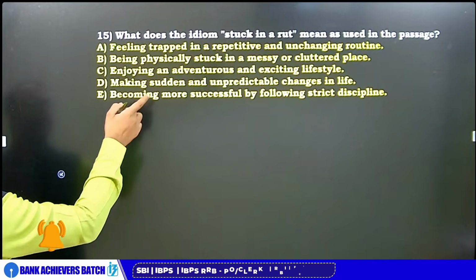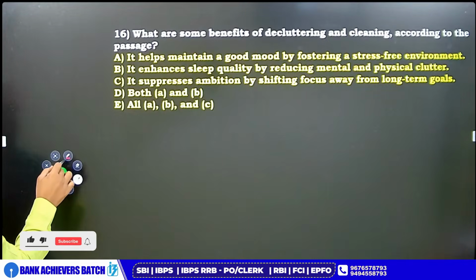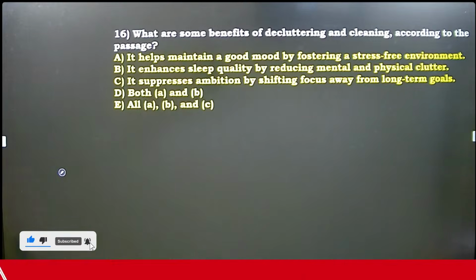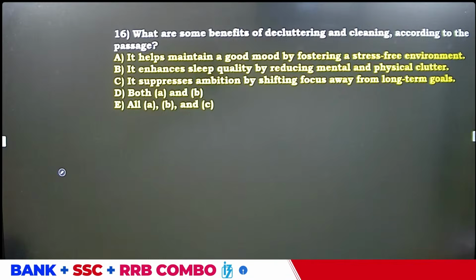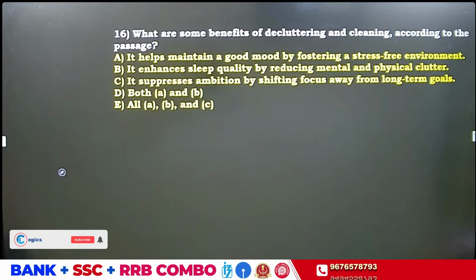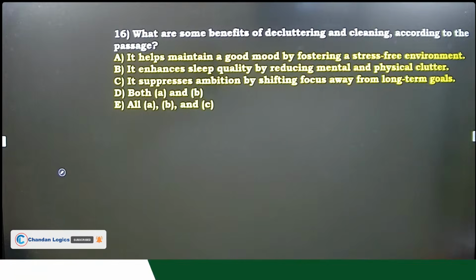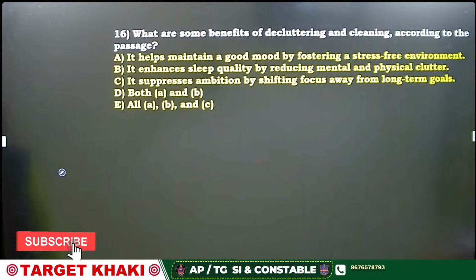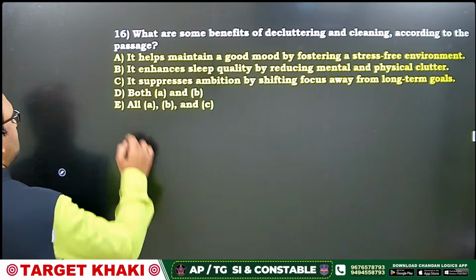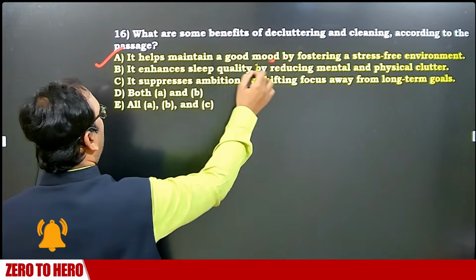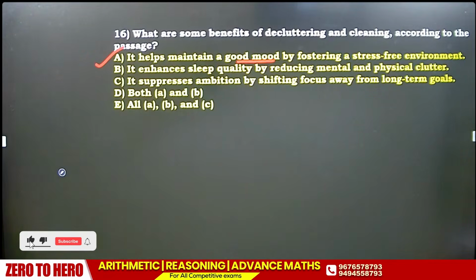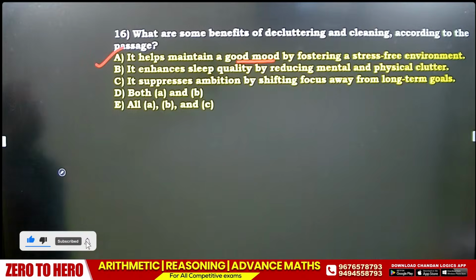So idiom, then yes, this question number 16. What are some benefits of decluttering and cleaning, guys? I think without reading the paragraph also you can answer this question. What are the benefits of decluttering? Naturally, if decluttering happens, you can carry a very good mood, no doubt. It enhances sleep quality and reduces mental and physical clutter. 100% correct. The house is very neat and clean.